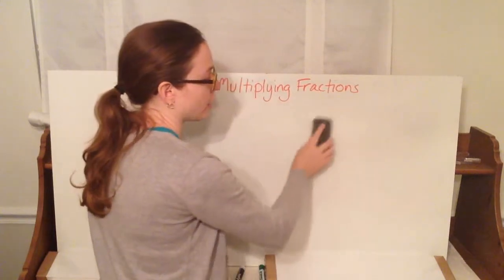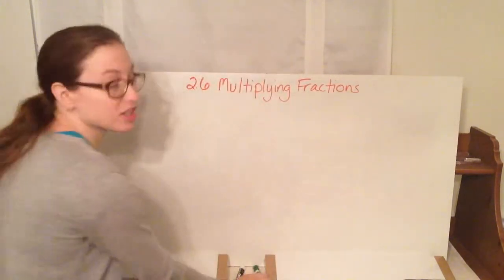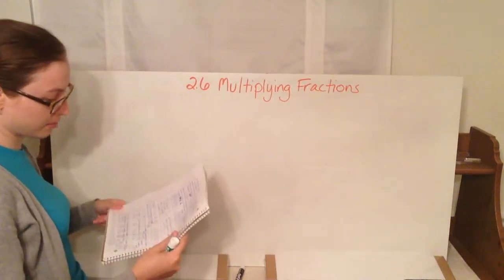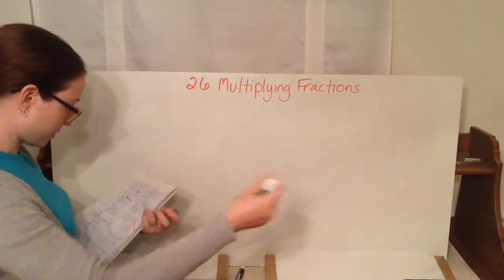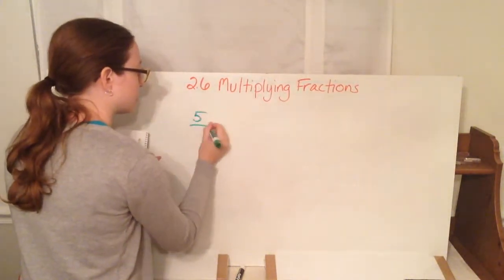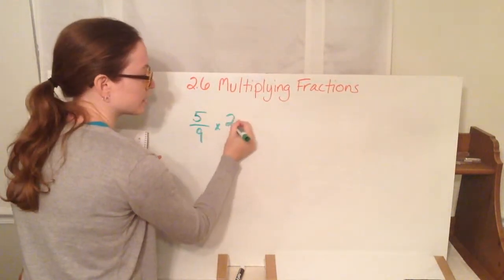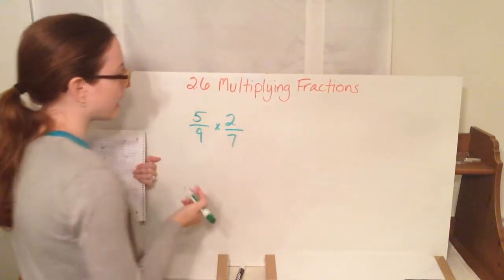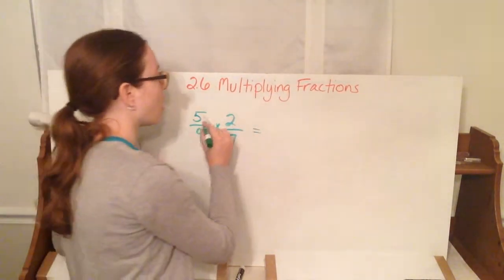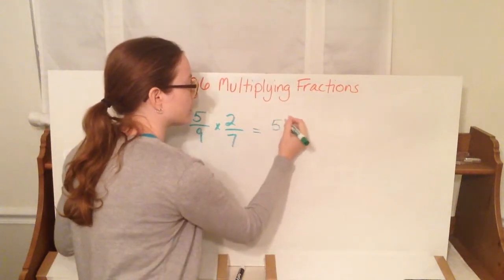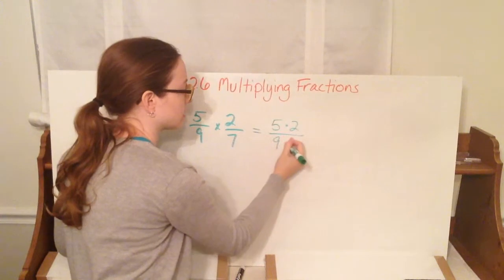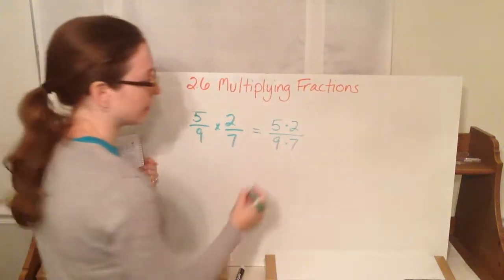And we won't have to draw the diagrams anymore, which is nice because they can get a little complicated, especially if we have large numbers. But here's an example. 5/9 times 2/7. And using what we know from the illustrations, all I'm going to do is do 5 times 2 over 9 times 7. Okay?